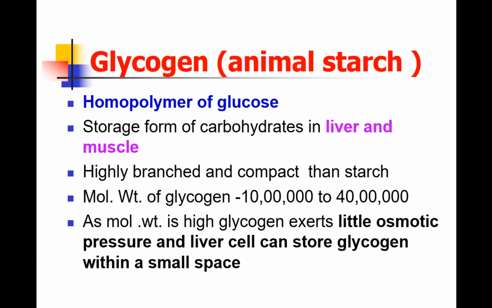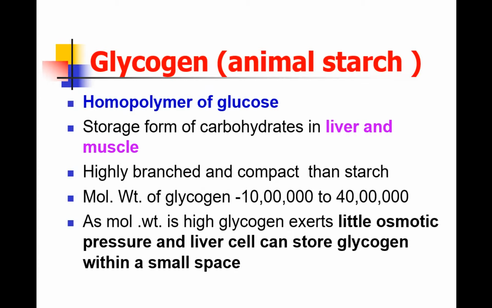In liver and muscles. So glycogen is stored in the liver and muscles of our body, and this is highly branched and compact when compared to the starch. So the difference between starch and glycogen: starch is the reserve food material of plants and glycogen is the reserve food material of animals. So that is why glycogen is called animal starch. When you compare starch and glycogen, glycogen is highly branched and compact than starch.